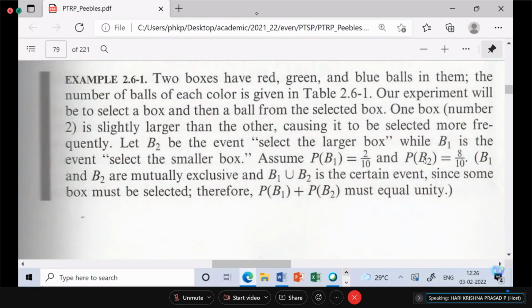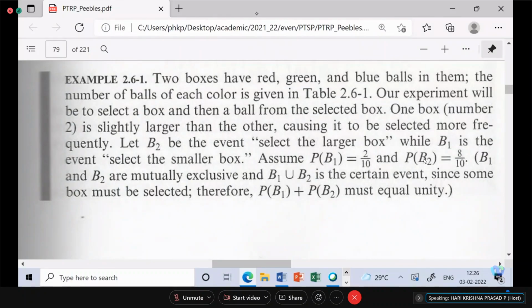So there are 2 events. One is selecting a box. Second event is selecting a ball from that box. So the experiment involves selecting a box followed by selecting a ball. Now, selecting a box is represented by event B. Selecting a ball from that box is represented by another event.